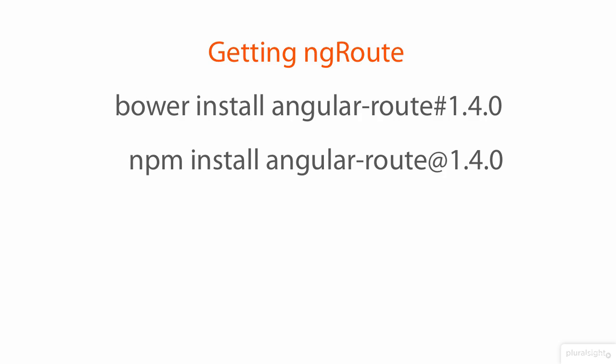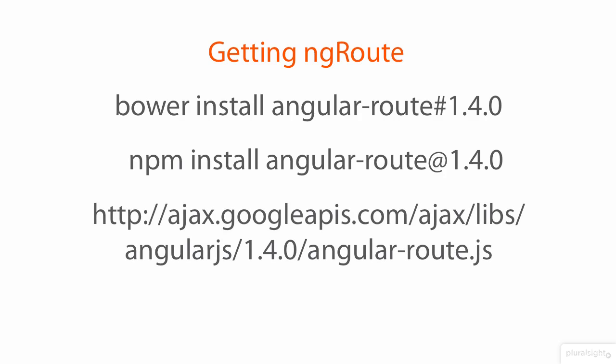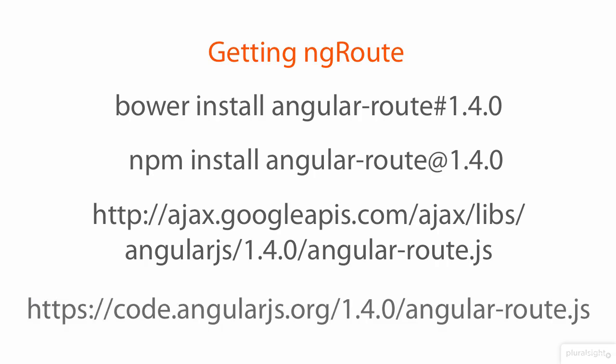Perhaps the easiest way to get the file is just to reference it directly from Google's Content Delivery Network. You can simply add a JavaScript file reference to this URL, and you don't have to bother keeping up with the file in your project at all. The last technique I'll mention is to manually download the file and add it to your project. All of the Angular code can be found on the code.angularjs.org website. I've listed the URL for version 1.4.0 of ngRoute here.